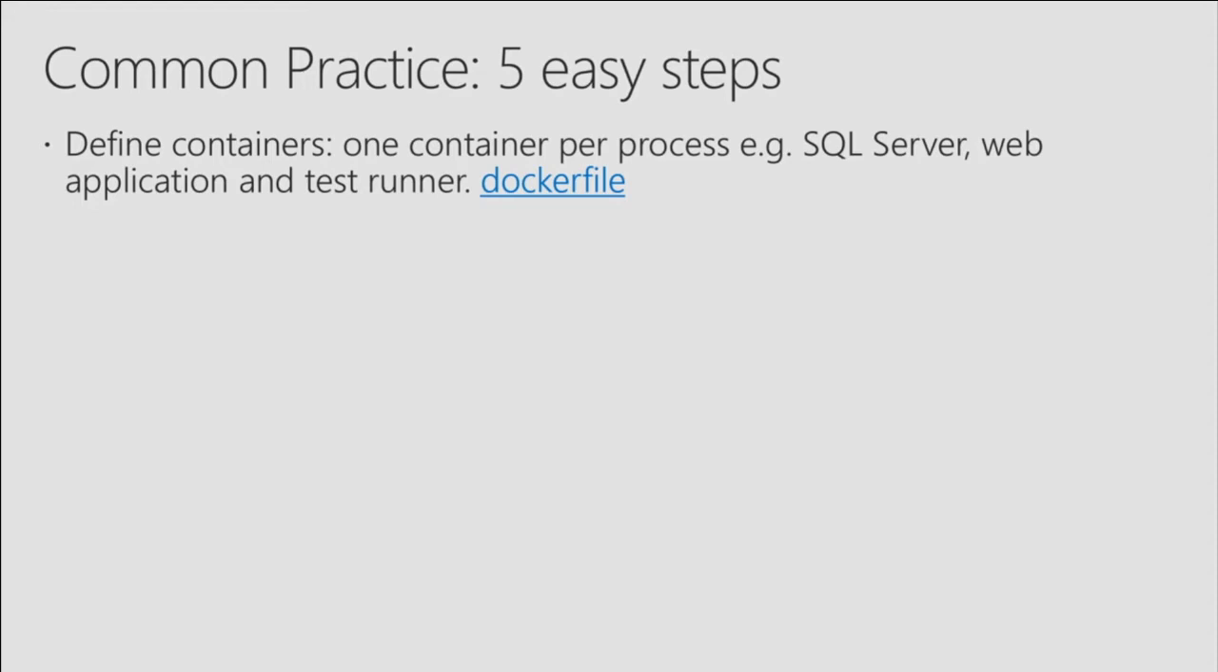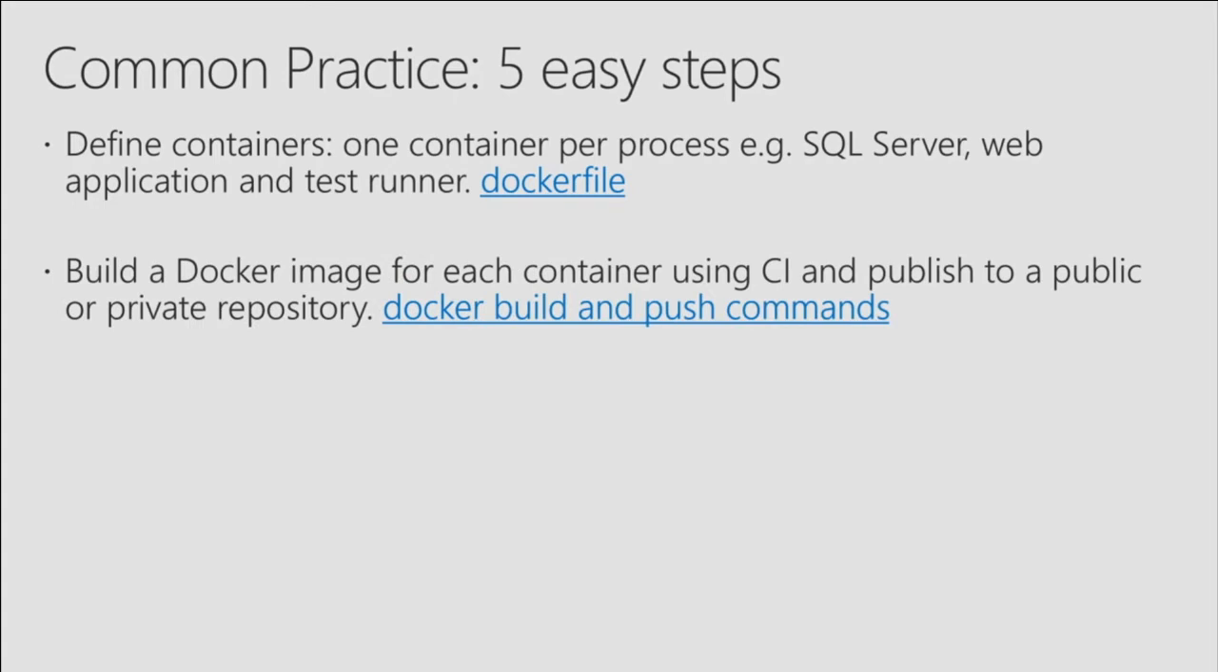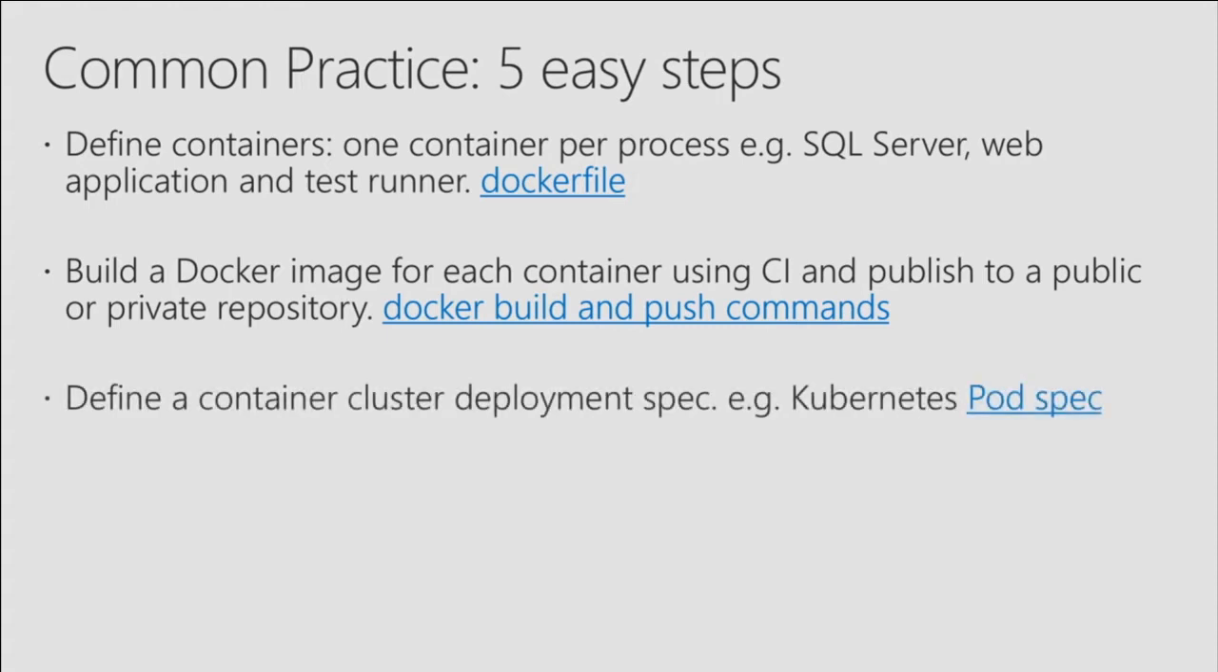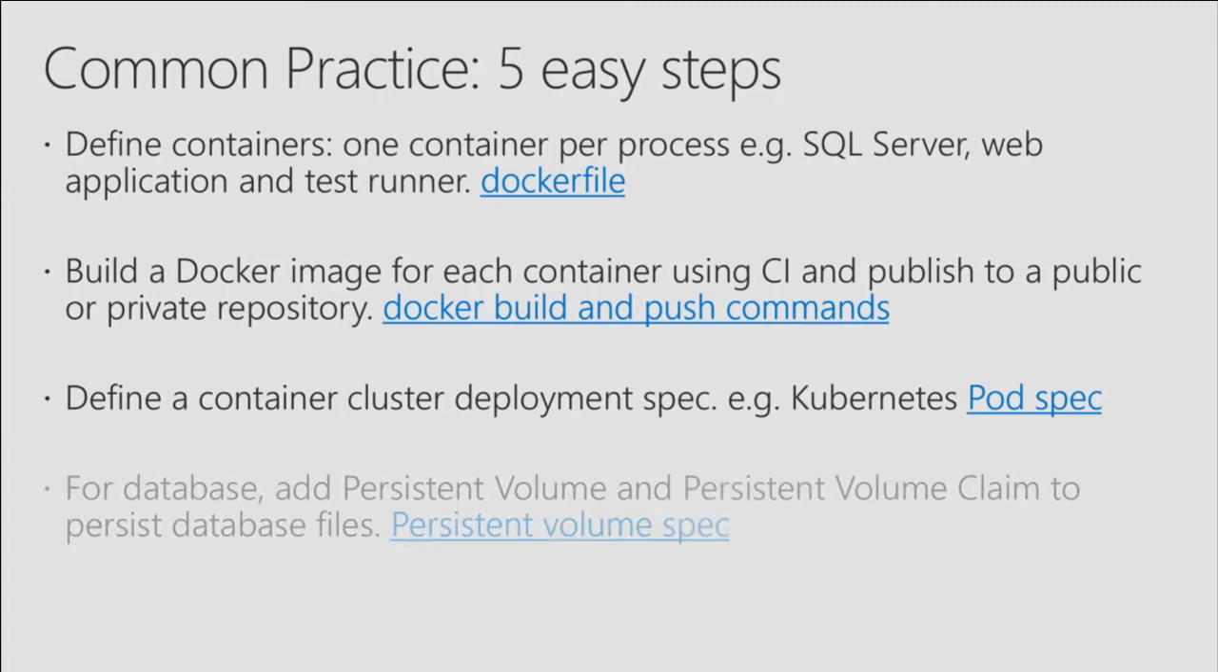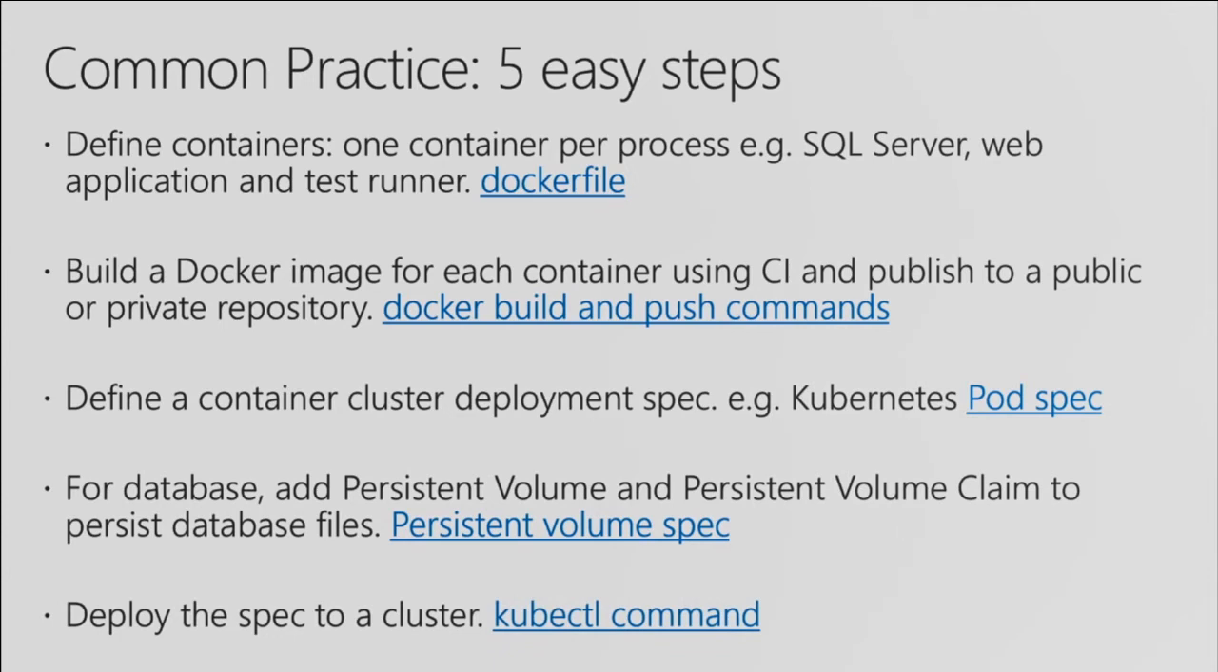Okay? So, in our case, I have a SQL Server, one container. I need a web application, one container. I need a test running process, another container. So I have 3 containers. Then define it, build it, and push it into a repository, public or private, or your team's repository. And then define a spec for your container-centric cluster deployment, okay? And deploy. Now, because we are dealing with a database, you need to have persistent storage.